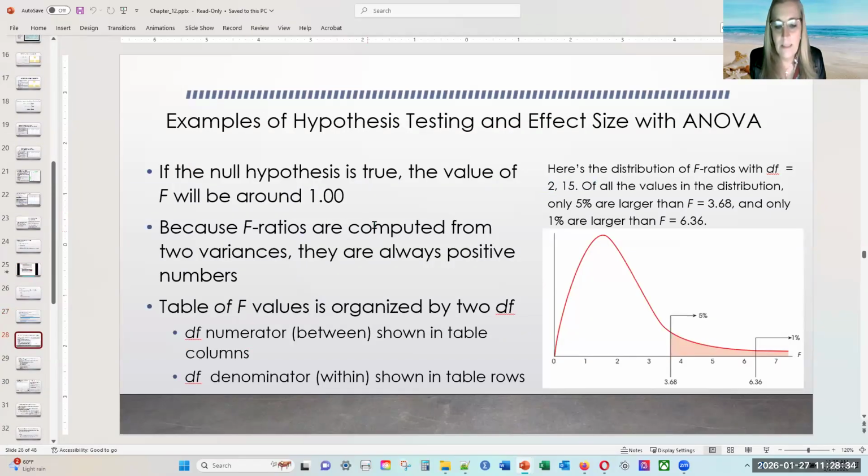All right, so here are some examples of hypothesis testing and effect size with ANOVA. I know you didn't think we would forget about effect size, right? All right, so if the null hypothesis is true, the value of F will be around 1, remember, because if you divide the amount of variance that's within the treatments into the amount of variance that is between the treatments, and it's equal, then there's really no difference between your groups.